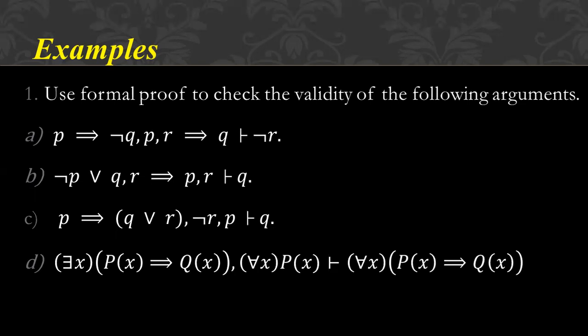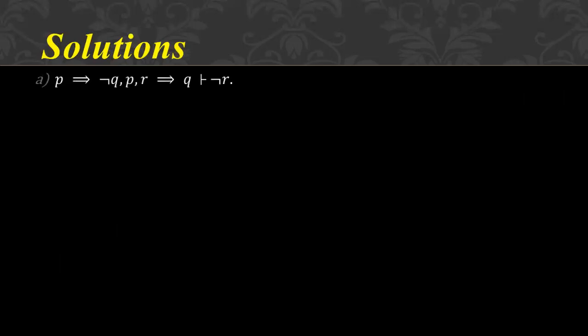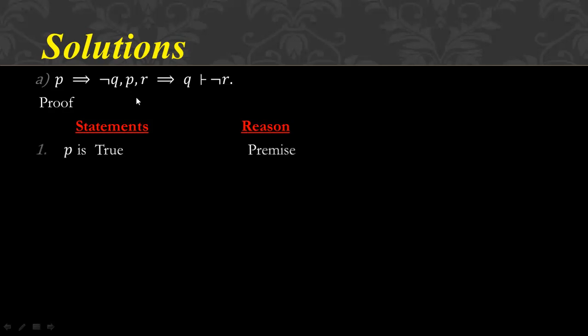So let us see how we can check the validity of this argument using the rules of inference, or simply formally. If we start from the first one here, we have to use two elements, statements and the reasons, for each statement. The premises here are P implies negation of Q, P, R implies Q, and the negation of R is the conclusion for this argument.